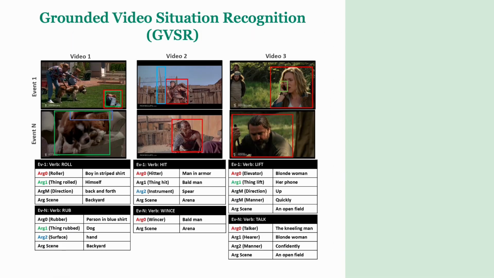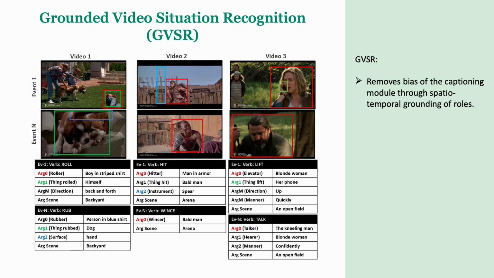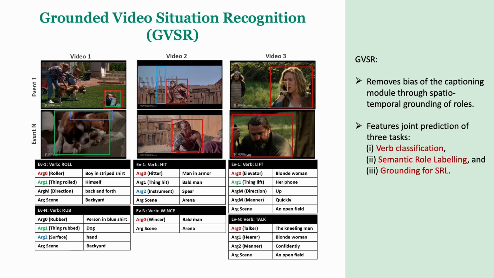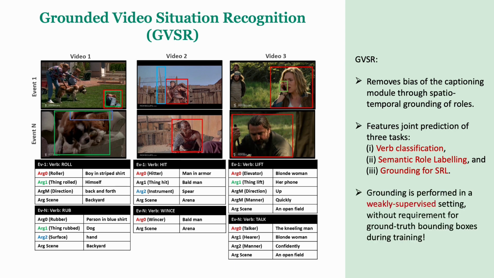To remove biases of the captioning module and gauge the model's ability to identify the roles, we propose grounded video situation recognition, GVSR. In addition to predicting the captions for the role entity pairs, we now expect the structured output to contain spatio-temporal localization of the roles. Unlike previous works that model the task separately, we enable joint prediction of 3 tasks. First, verb classification. Second, semantic role labeling. And third, grounded SRL for end-to-end situation recognition. Since bounding box annotations in video frames are expensive and limit scalability, we choose the weakly supervised route, where supervision comes from captions and we don't need ground truth bounding boxes during training.